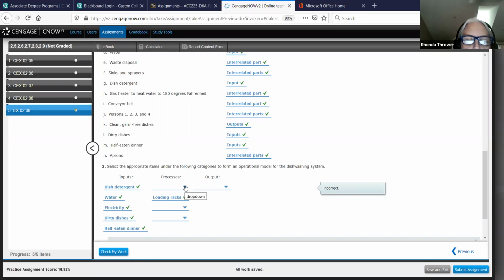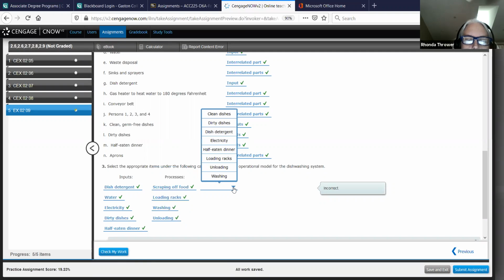Processes. We're looking for an activity, such as scraping off the food. Processes are activities, such as washing the dishes. Processes are activities, such as unloading the dishwasher. And then the output would be clean dishes.